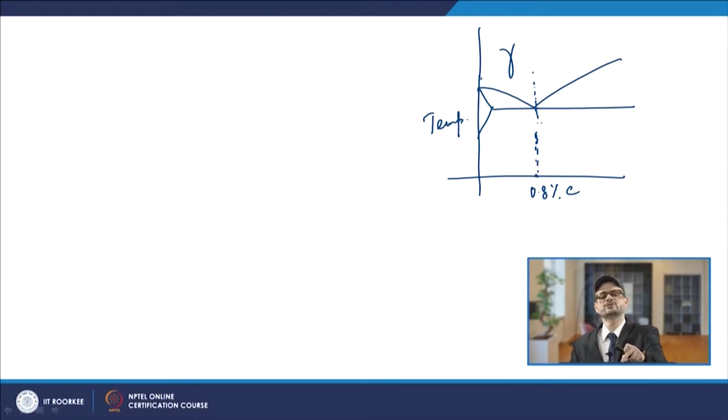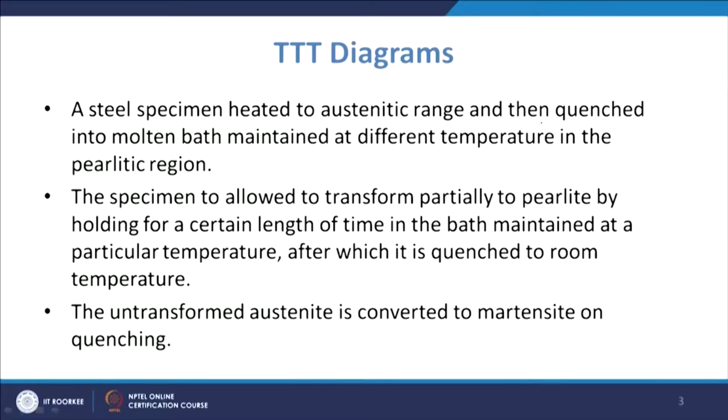Now, what we do is heat that specimen in the austenitic range, going above 723 degrees centigrade, somewhat above, so that the whole specimen is austenitized, the whole of the specimen is austenite. And then we quench into a molten bath maintained at different temperatures. So, you maintain the molten bath at different temperatures below that lower critical temperature.